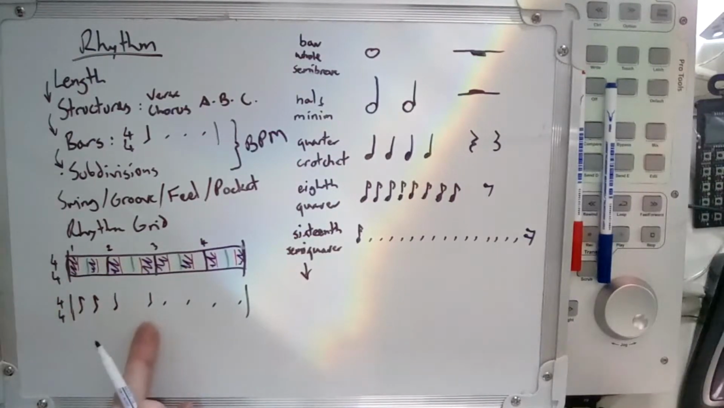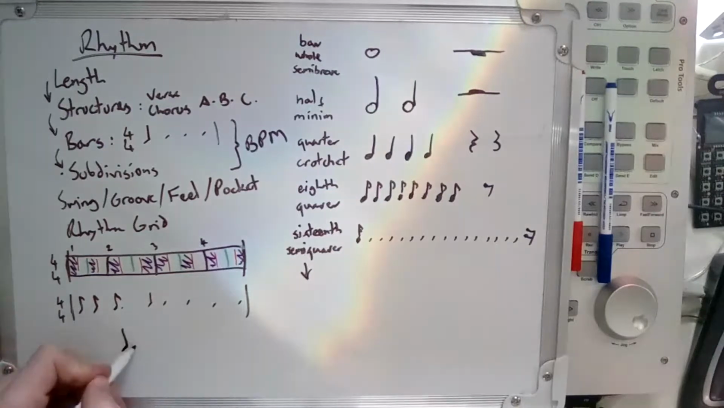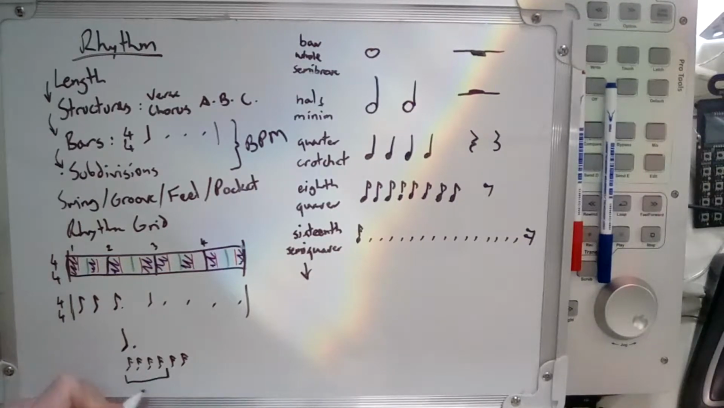Here we need to do something that I haven't talked about, which is to dot a note. And if we put a dot next to a note, it makes that note 1.5 times the length it usually is. So our crotchet there is normally 4 sixteenth notes long. But when we dot it, it turns out 2 more. So there's our 4.